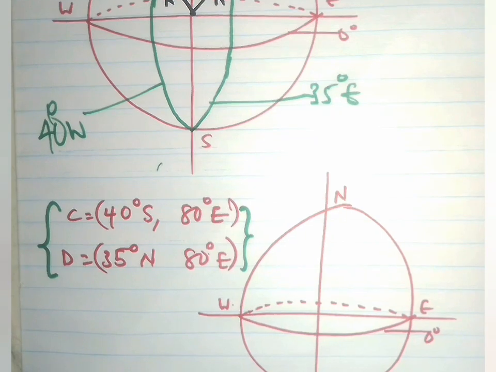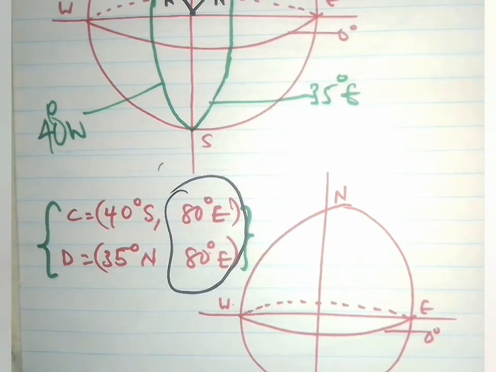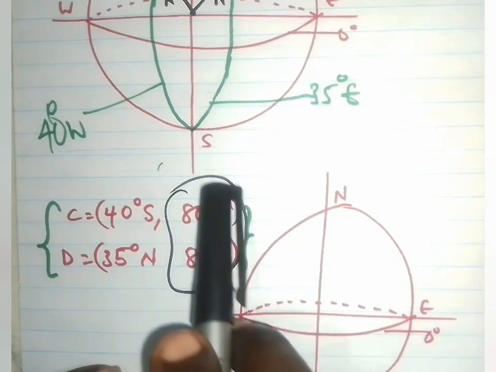So something must be the same. This part is the same. So the longitude part is the same in this case. So that means you're going to draw the longitude just once. So let's start with the longitude first. Let's draw this part first.